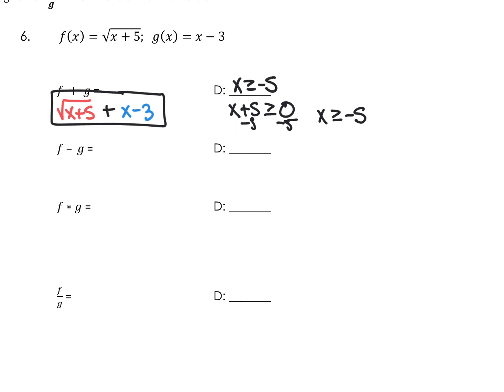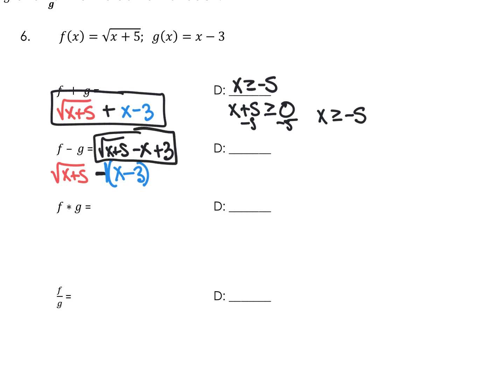Next one, we're doing f minus g. So we're going to take f, subtract g. And now we do have to subtract the whole thing for g, so we want to make sure to put parentheses around it. So we will need to distribute that negative or that invisible negative 1 in the front. So this will be the square root of x plus 5 minus x plus 3. That'll be our answer for what f minus g is.